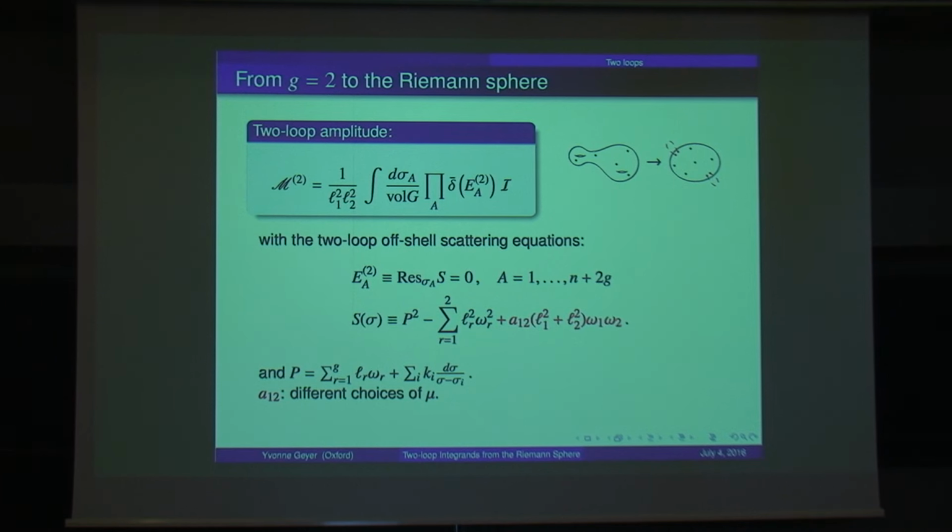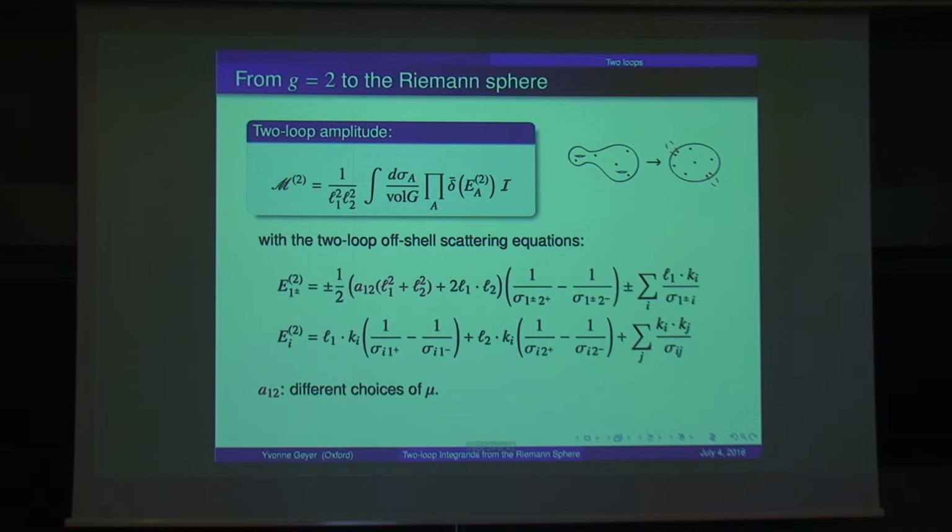Now this is a crucial term. Why? If I write out the scattering equations, you see that this introduces an L1 squared, L2 squared into the scattering equations themselves. Which means that for the first time, the scattering equations now can depend on L1 squared and L2 squared. So it makes a crucial difference whether this is in there or not.